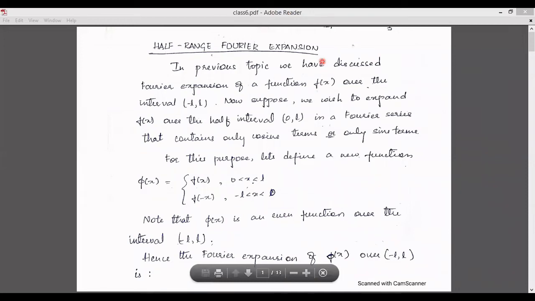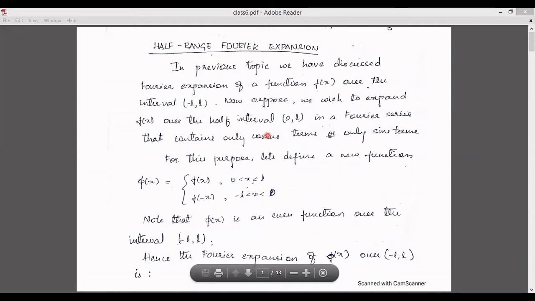Yes, guys, good afternoon. Today, let's start the topic half-range Fourier expansion. In the previous topic, we have discussed Fourier expansion of a function over the interval minus L, L. Now, suppose we wish to expand f of x over the half interval 0, L in a Fourier series that contains only cosine terms or only sine terms, then let's define a new function.